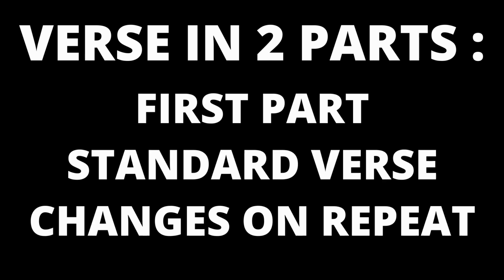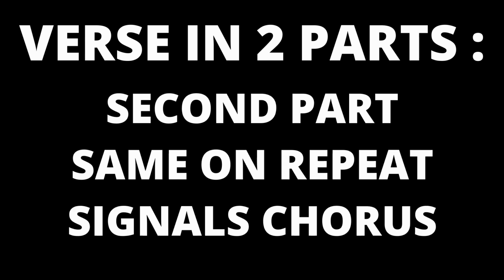Section number 6, the pre-chorus. A secondary section that may occur after the verse is the pre-chorus. The role of this section is to link the verse to the chorus. This can be thought of as a verse with 2 parts. The first part works as the standard verse, which may alter on each repeat as discussed earlier. The second part remains the same on repeat, telling the listener that the chorus is approaching.